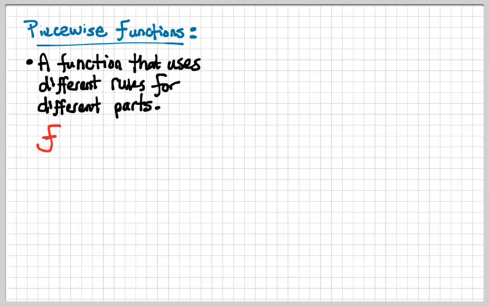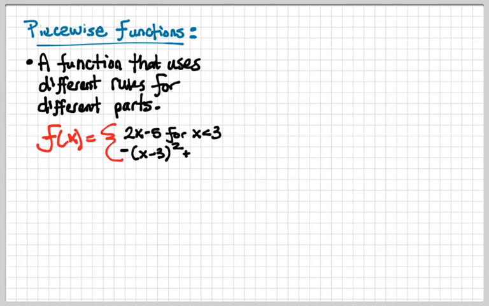So let's say we have f of x equals, and we're going to look at two different types of functions, but we're going to consider just one. So let's say 2x minus 5 for x is less than 3. And our other function will be negative (x minus 3) squared, we'll look at a quadratic, plus 3 for x is greater or equal to 3. So this is back to Chapter 1, it's just a different form.